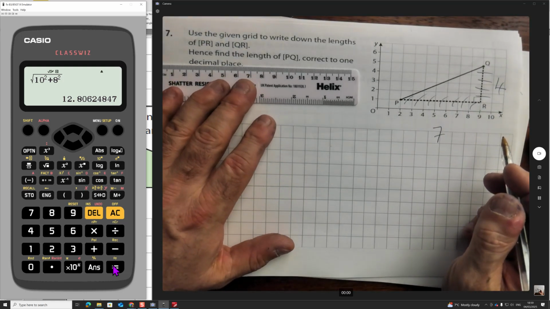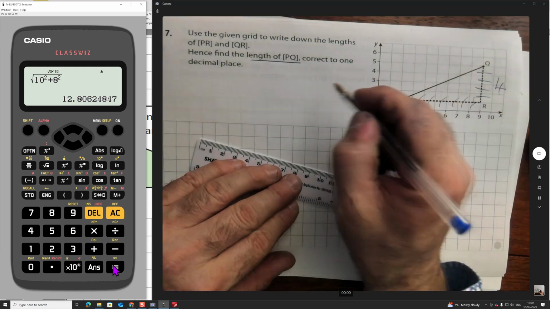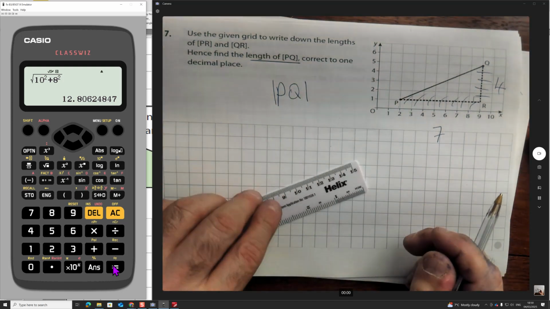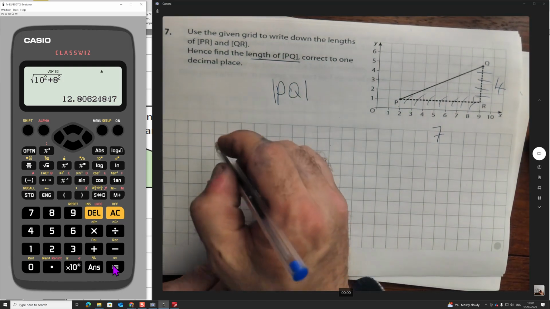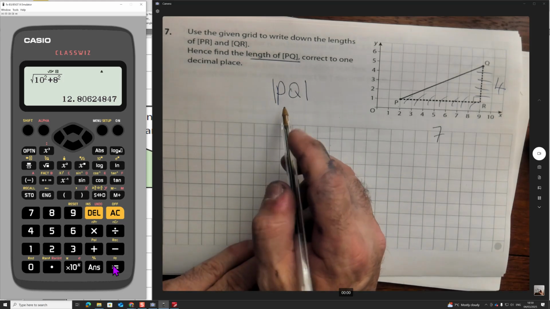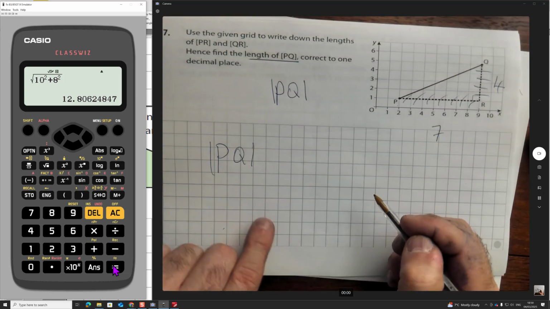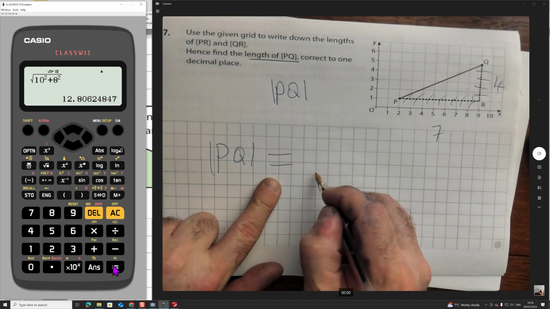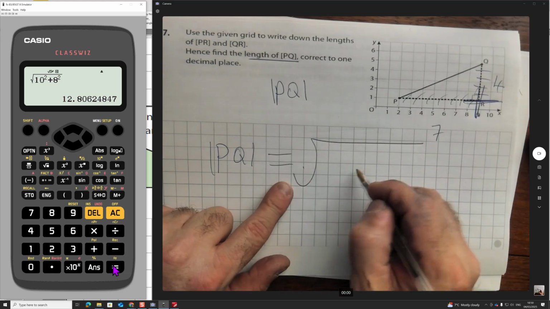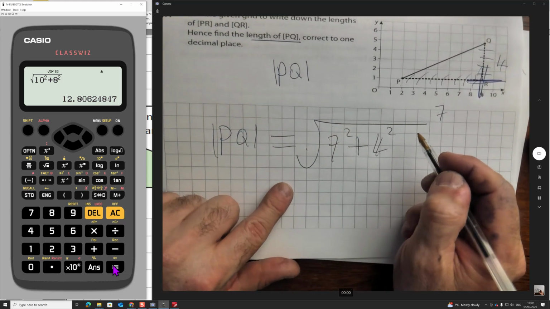Okay, hence find the length of line segment PQ. Why couldn't they say hence find PQ? The authors do annoy me sometimes. Anyway, we're going to find PQ. So we'll say that PQ length, the distance from P to Q is equal to, we're using a plus, the square root of 7 squared plus 4 squared.